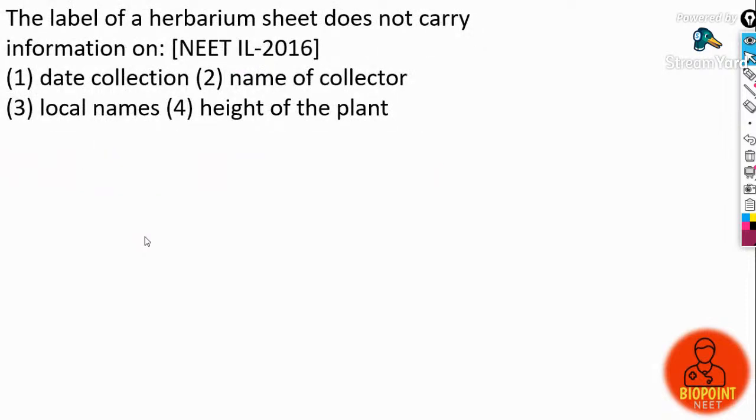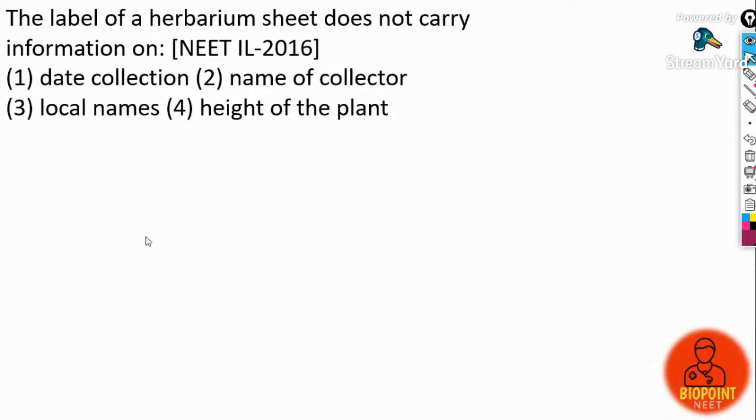Yes, exactly the question that I have mentioned to you while I was teaching the chapter. The label of a herbarium sheet does not carry information on: date of collection, name of collector, local names, height of the plant. Comment me fast. The label of a herbarium sheet does not carry information on.